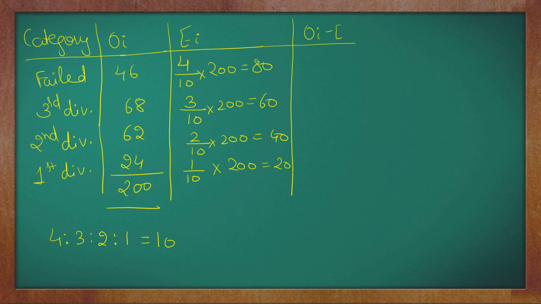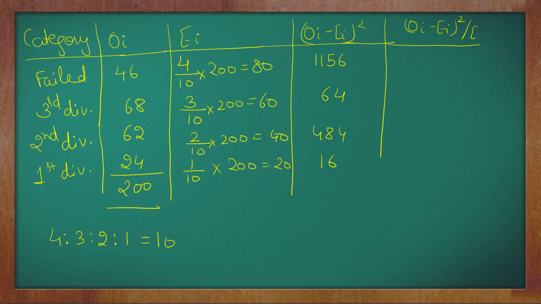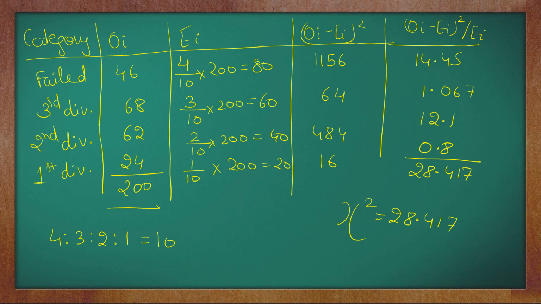I need to calculate observed minus expected whole square. Now 80 minus 46, then whole square, we get 1156. 64 because 68 minus 60 we get 8, 8 square is 64, then 484, then 16. Last, observed minus expected whole square divided by expected. So 1156 divided by 80 is 14.45, 1.067, 12.1, 0.8, and the total is 28.417. So my chi-square value is 28.417.